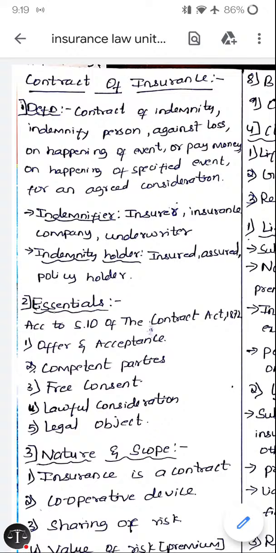So who is the indemnifier in a contract of insurance? The indemnifier is the person who is giving the insurance. He is called the insurer, insurance company, or even underwriter. So who is the indemnity holder in this case? The person who is taking the insurance is the indemnity holder. He is called the insured, assured, or policyholder.